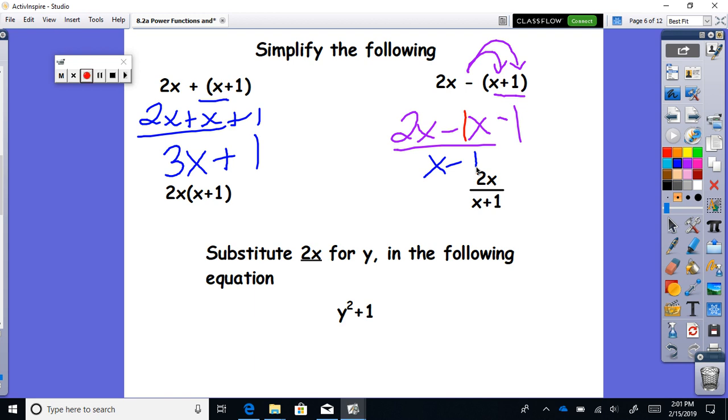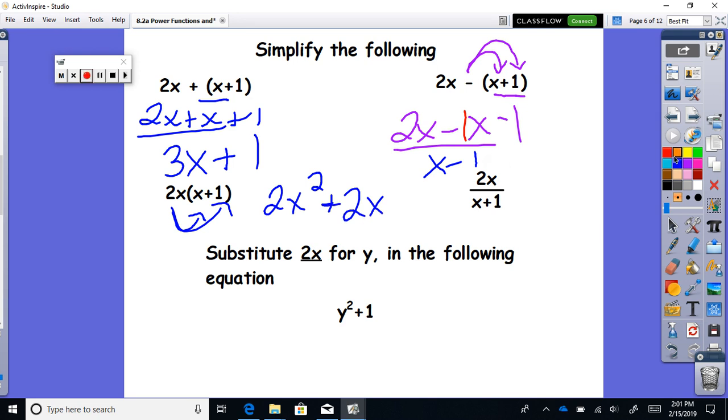When you have 2x parenthesis x plus 1, this means multiplication. So 2x, x plus 1, we can use the distributive property. 2x times x is 2x squared. 2x times 1 is just 2x.